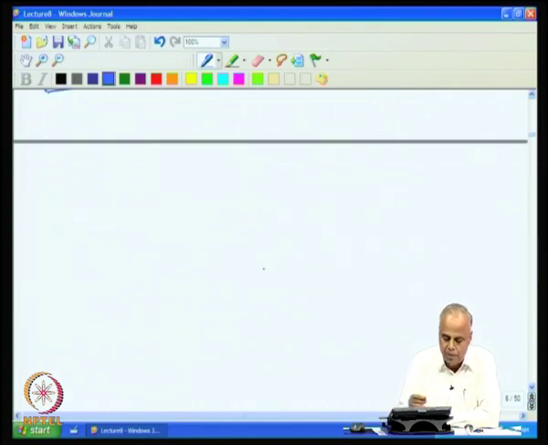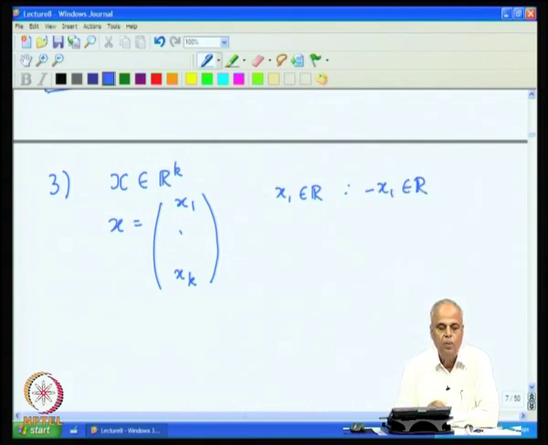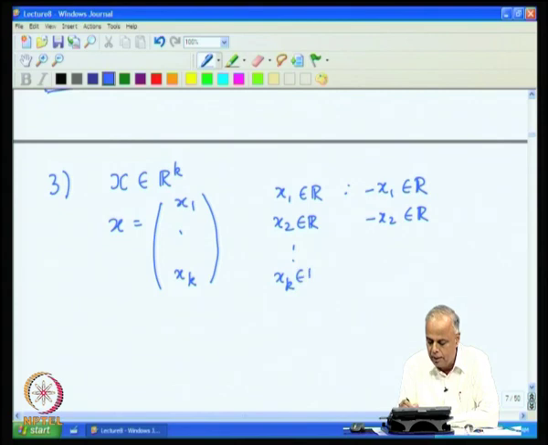The next property that we observe is the following. Suppose we have a vector x in R k, say x is x 1, x 2, x k. Now, x 1 is a real number, and therefore, every real number has its negative. So, minus x 1 also belongs to R. x 2 is a real number, and therefore, minus x 2 also belongs to R, and so on. x k is a real number. So, minus x k also belongs to R.